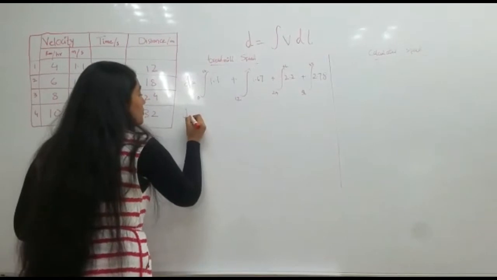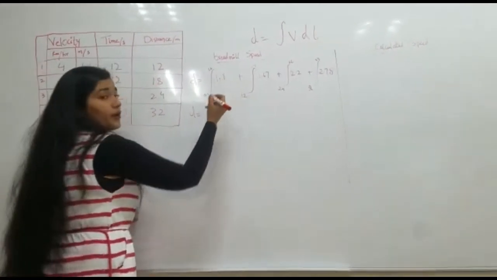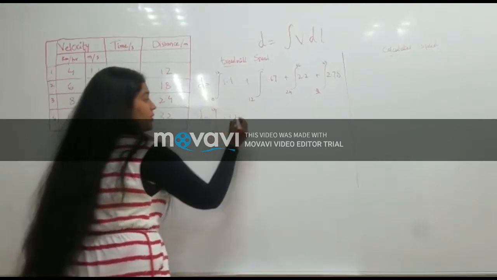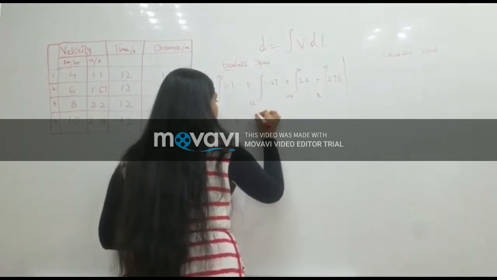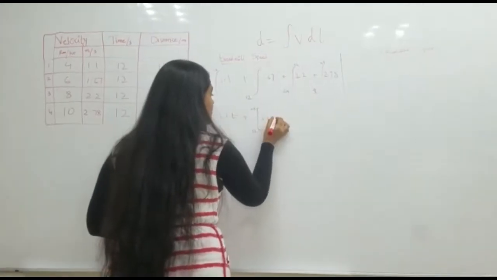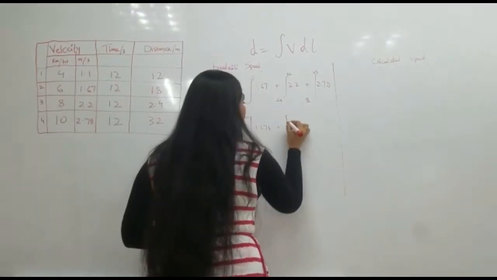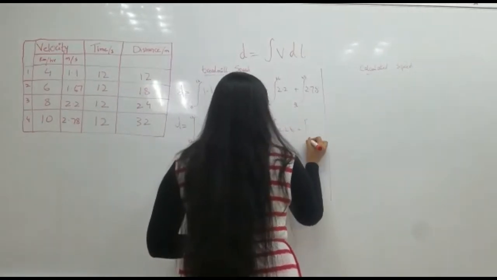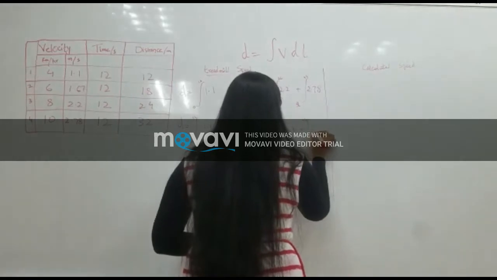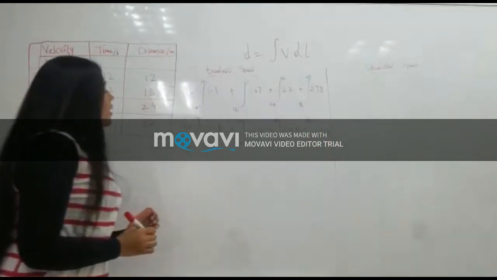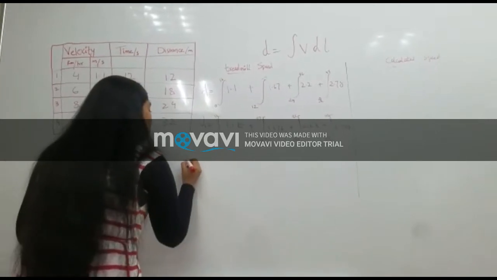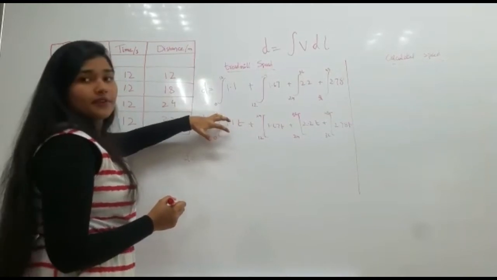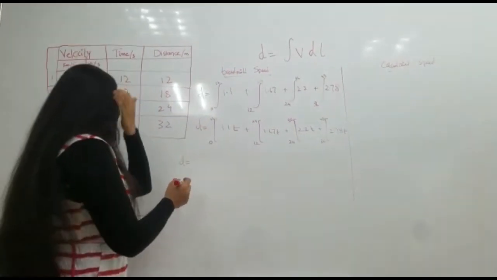By integration, from 1.1 we get 1.1t, with the range from 0 to 12. Then 1.67t from 12 to 24, 2.2t from 24 to 36, and 2.78t from 36 to 48. Now we have to put in the values of t, from 12 to 0 and so on.